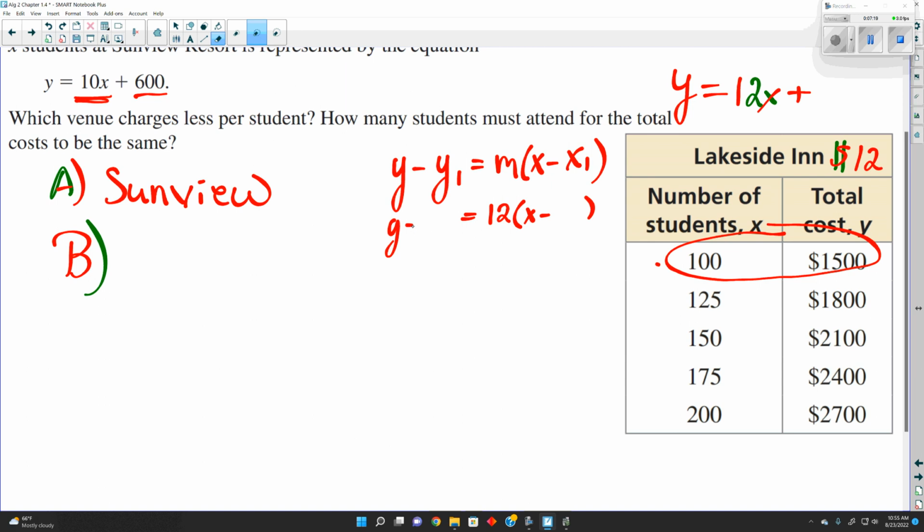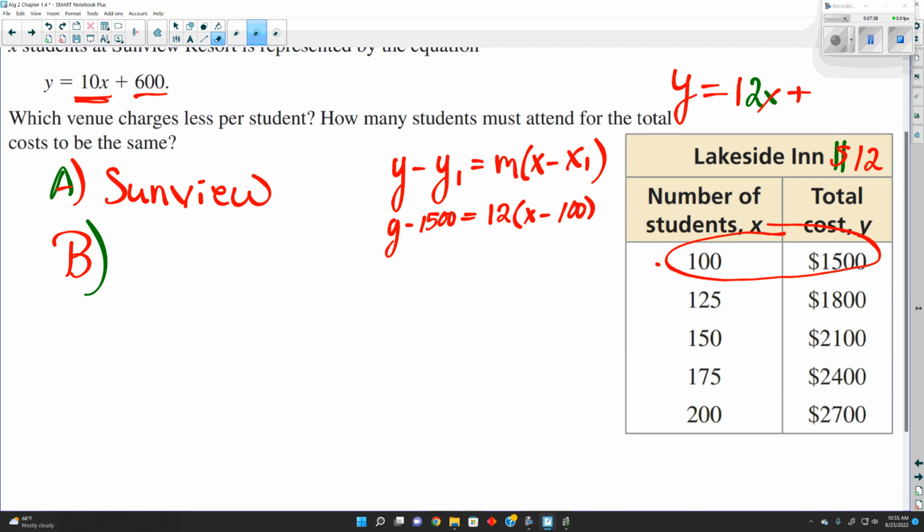So if I pick the top one, 100 students, so 100 for x, and 1,500 for y, we can go about solving this here. Any questions on how we set this up?